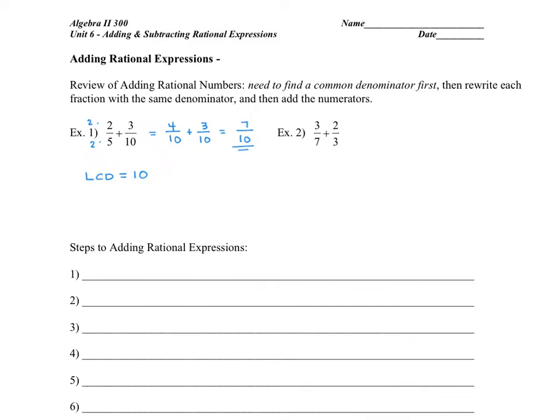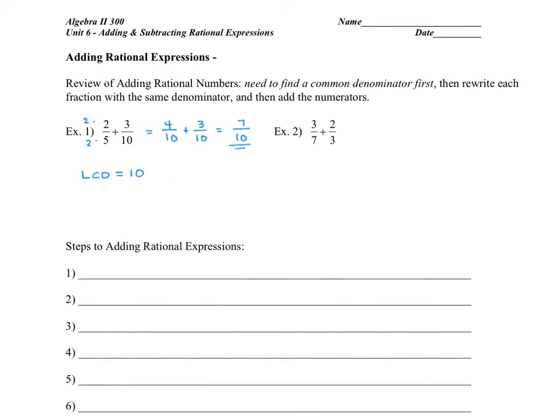Let's walk through another example of adding rational numbers. The least common denominator between 7 and 3 would be 21, which means the left-hand fraction, I would multiply both the numerator and the denominator by 3, and the right-hand fraction, I would multiply both the numerator and the denominator by 7. When I multiply through, that gives me 9 over 21 for the left-hand fraction and 14 over 21 for the right-hand fraction. When I add the numerators but keep the denominator, I end up with 23 over 21.